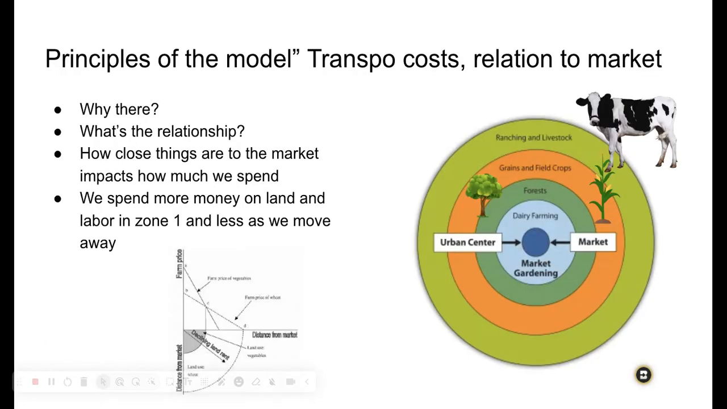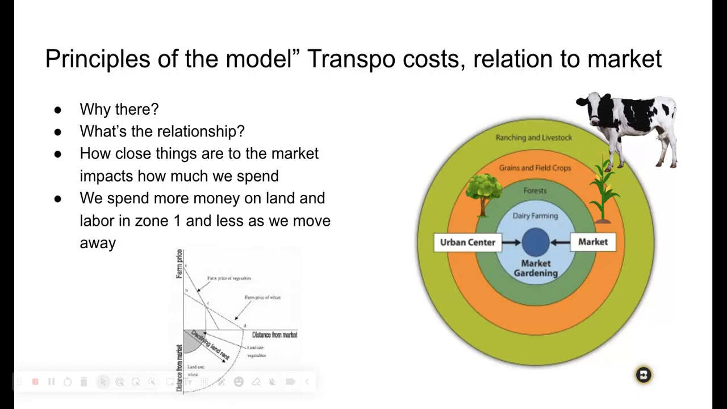So, principles of the model. All right. So, you want to understand these concentric rings here. Like I said, you can draw this out. I'll give you some copies.